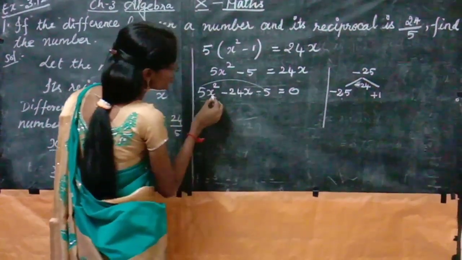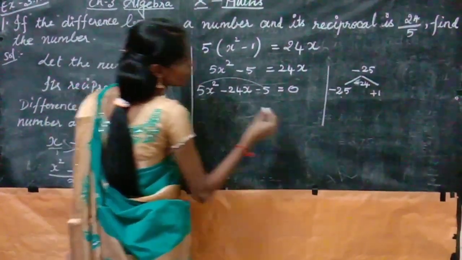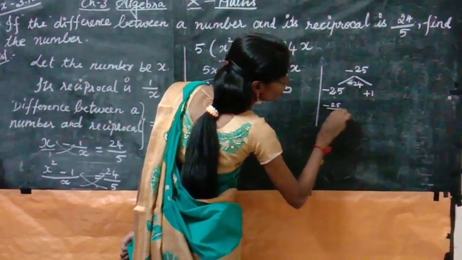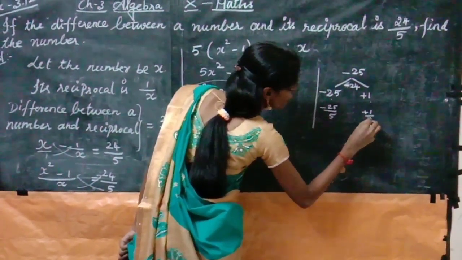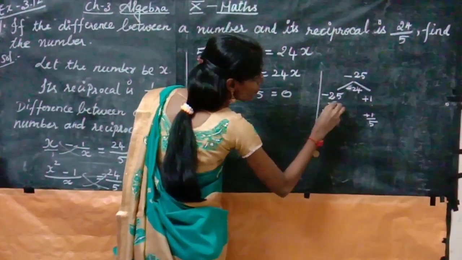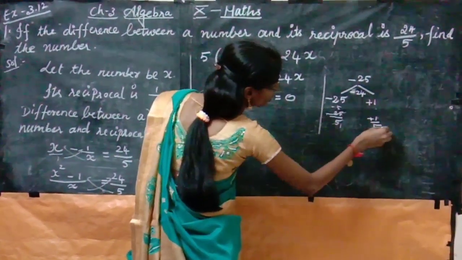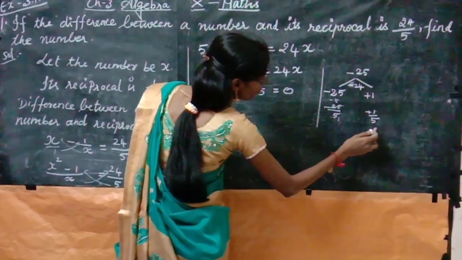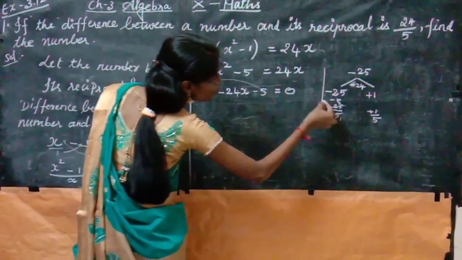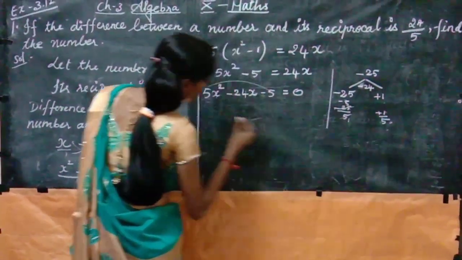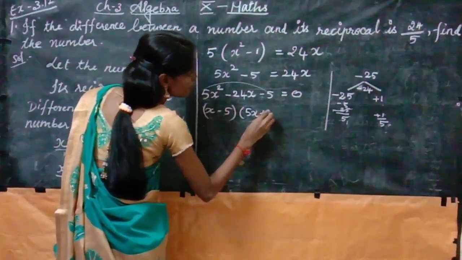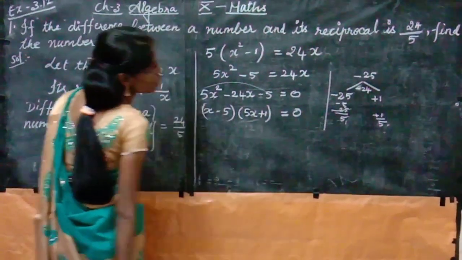So, what's the coefficient of x square? 5. Minus 25 divided by 5 plus 1 by 5. 25 by 5, 5 ones are 5, 5 fives are 25. You can't simplify this further. Here minus 5 plus 1 by 5. What are the linear factors? x minus 5, 5x plus 1. x minus 5, 5x plus 1 is equal to 0.